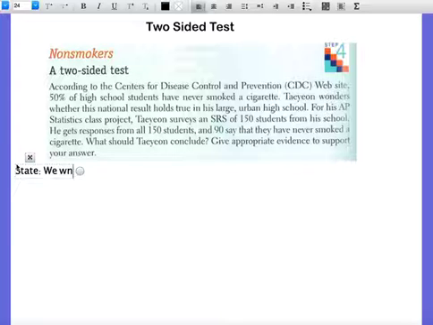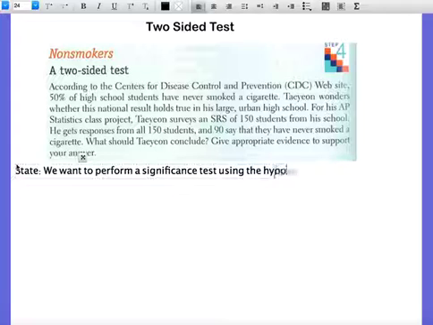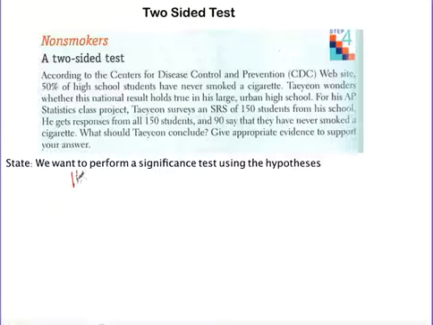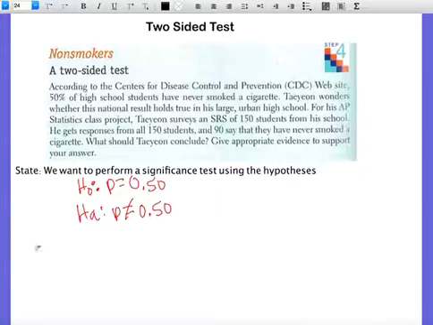So we would say, we want to perform a significance test using the hypotheses where you have the null hypothesis, where p is equal to 0.50, so that's from the 50% here, and the alternative hypothesis, where Taeyeon basically just thinks that the p does not equal 0.50. And so, of course, you have to tell what p is equal to.